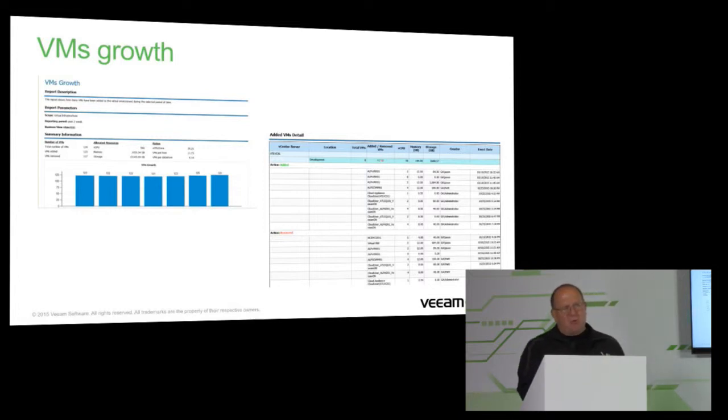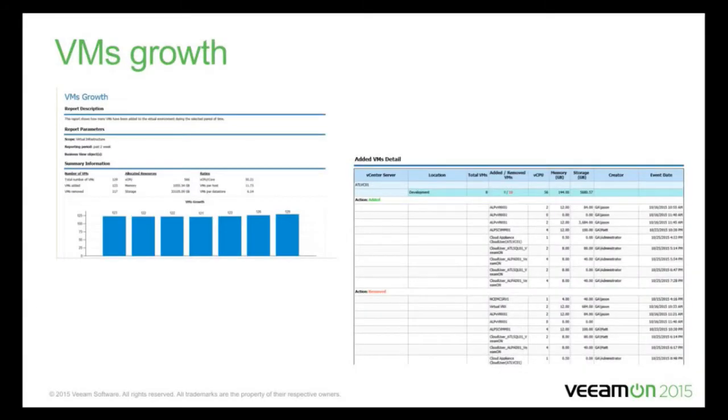Well, you can run this report, VMs growth, which is in the VMware overview section, and that'll start showing you which VMs were added, who added them, what the name of the VMs were, how much CPU and memory they were given, and what dates they were added. Then you could also go see if people have been deleting VMs.